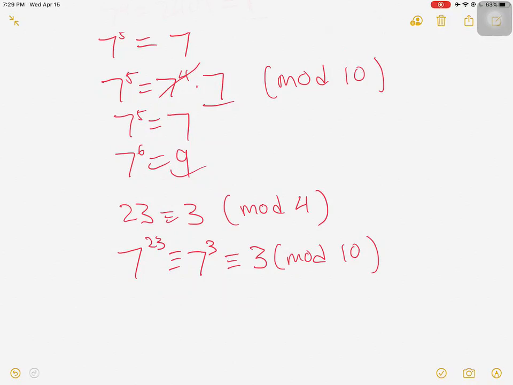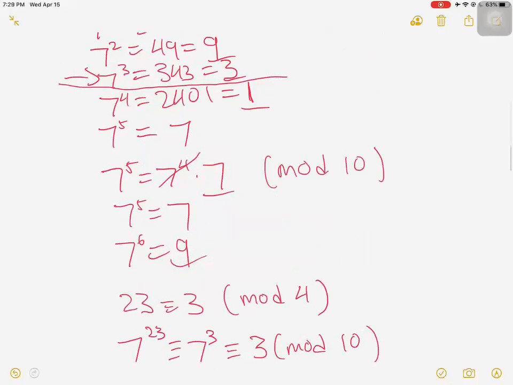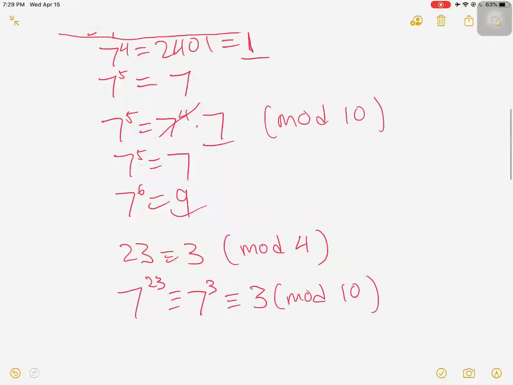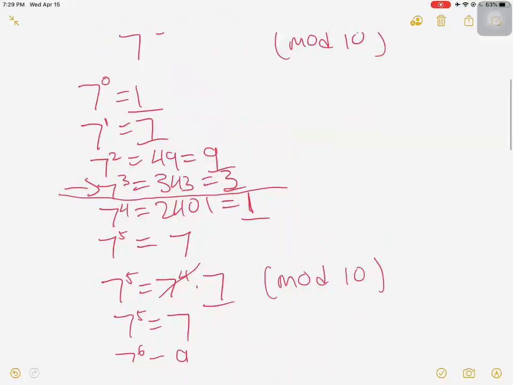Okay, yeah, I might have gone too fast. So Hanson asked, why did you divide by 4? Okay, so the reason we divide by 4 is because it loops in cycles of 4.